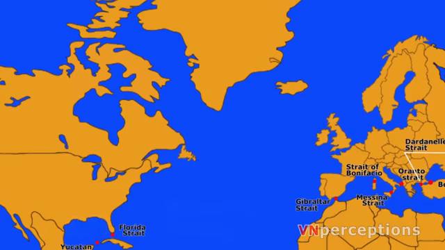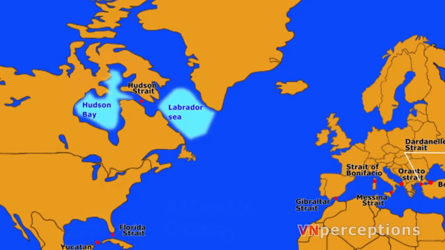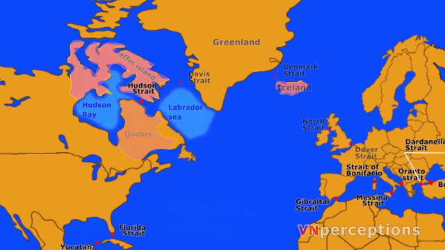Then it is the Hudson Strait. It links the Atlantic Ocean and Labrador Sea to Hudson Bay in Canada. This strait lies between Baffin Island and Nunavik, with its eastern entrance marked by Cape Chidley in Quebec and Resolution Island of Baffin Island.